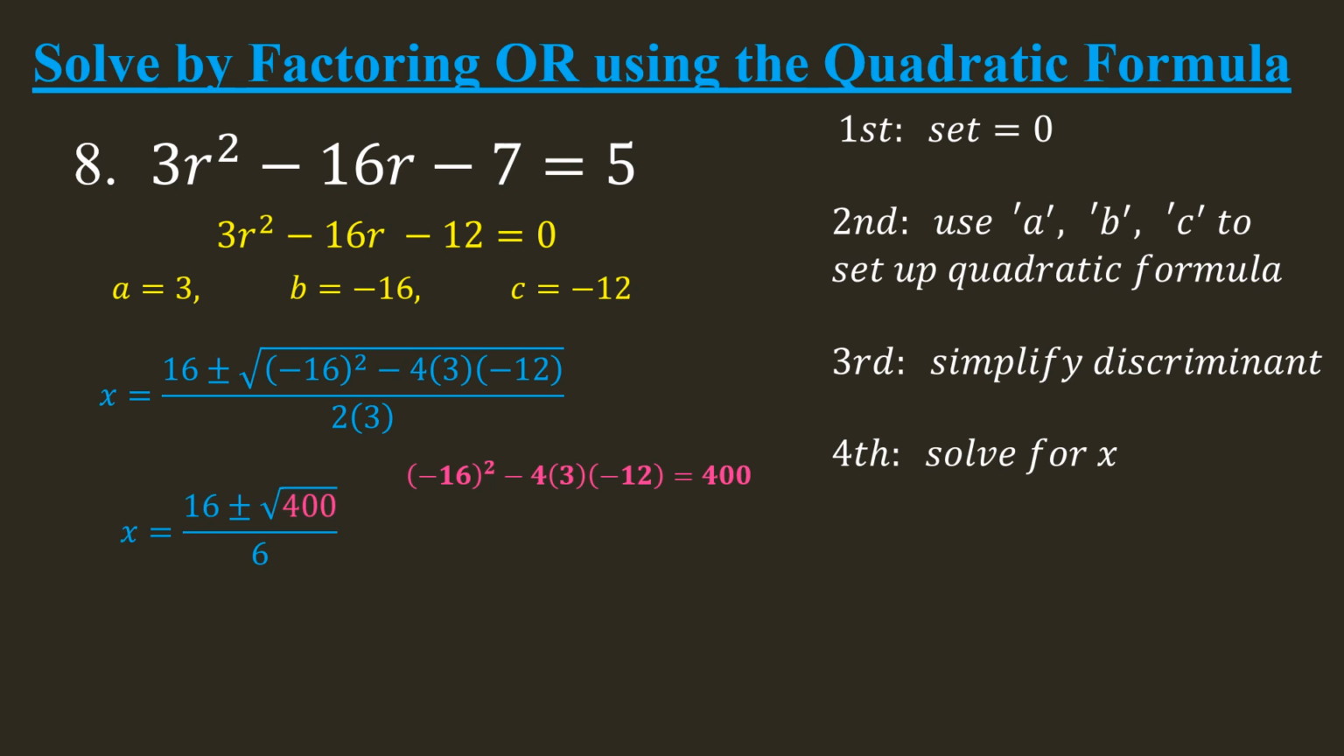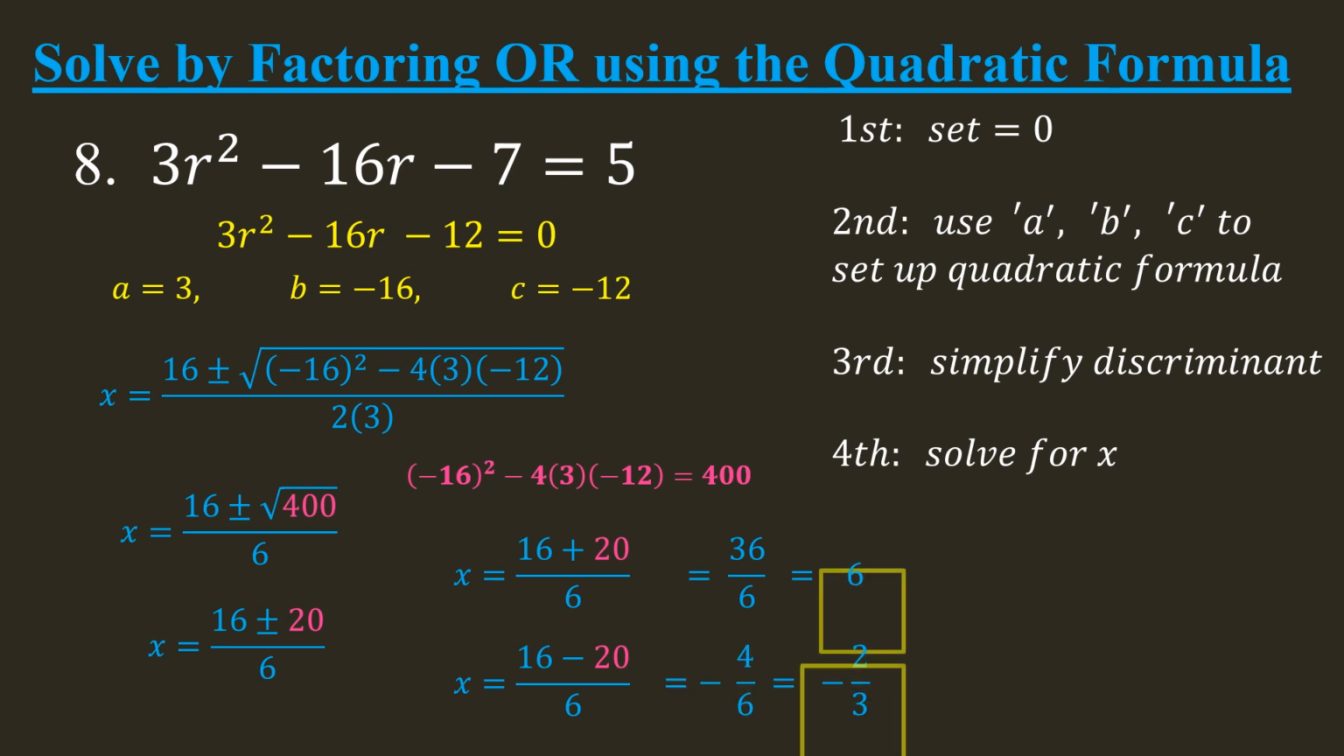All right, here we go. x is 16 plus and minus the square root of 400 over 6. The square root of 400 is 20. So I'm going to write 2 different equations, x equaling 16 plus 20 divided by 6, and x equaling 16 minus 20 divided by 6. The first one, 16 plus 20, gives me 36, and 36 divided by 6 is 6. And our second solution, x equals 16 minus 20, that gives me -4 divided by 6, which simplifies to be -2/3. So our 2 solutions for this example are 6 and -2/3.